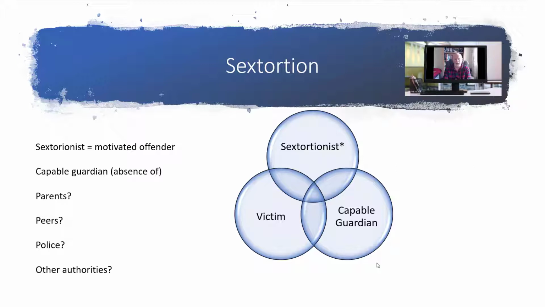So we've got a sextortionist, motivated offender, we have our victim, and we have our capable guardian, an absent capable guardian. So here the absent capable guardian might be parents, might be peers, might be police, might be other authorities. Or again, it may be something in the system that's not checking for the types of images that are being uploaded, etc., etc. Okay.